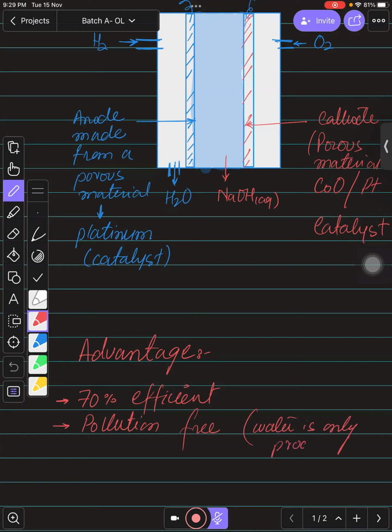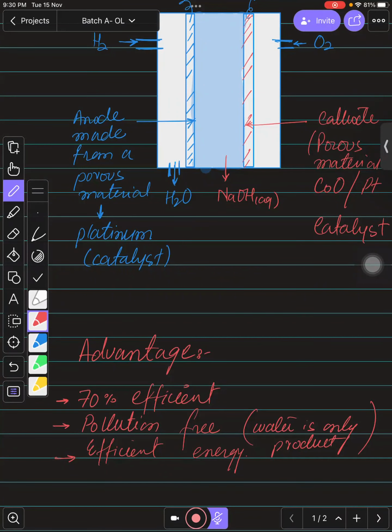This is the most beneficial thing about this cell, right? This is going to produce only water. There is no pollution or any pollutant gas produced over there. And you can even say that it's energy efficient as well. These are actually advantages of this cell, right? Is that clear, one of you?